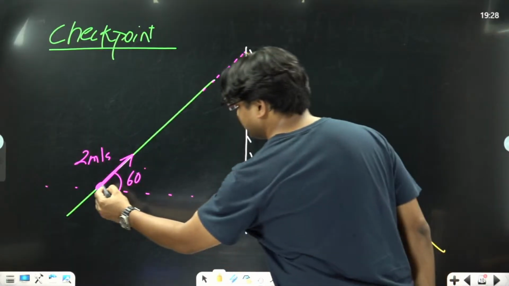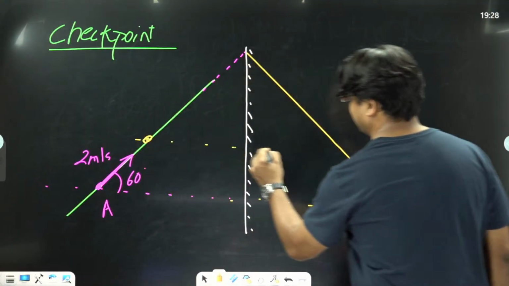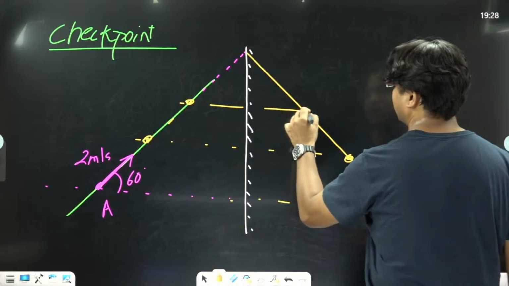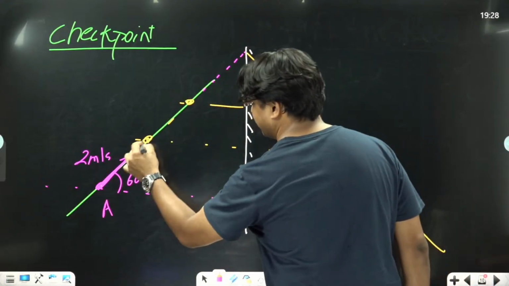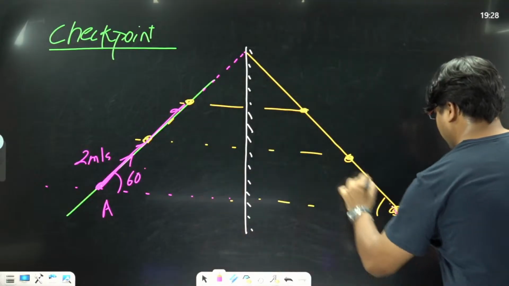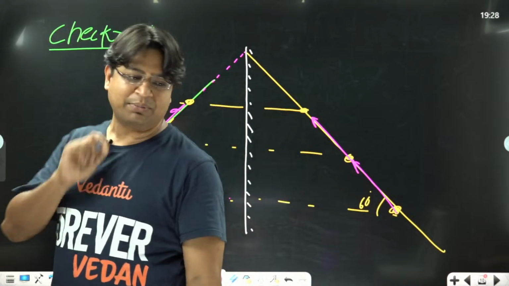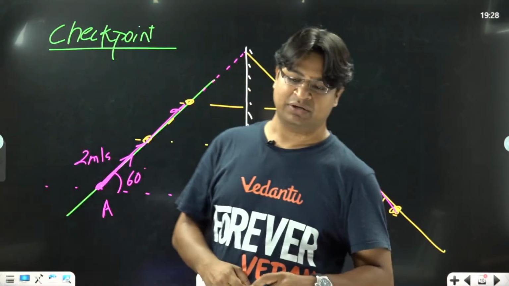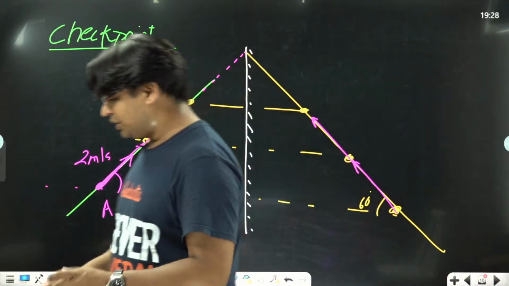Now when the object is here, the image will be here. When the object reaches here, the image will reach here. So can we say that whatever distance the object is covering here, in the same time the image is covering here, so the speed of the image will also be 2 meters per second, and it will also make 60 degrees with the perpendicular dropped on the mirror. Got this, everyone? Okay. So I hope you understood this part.